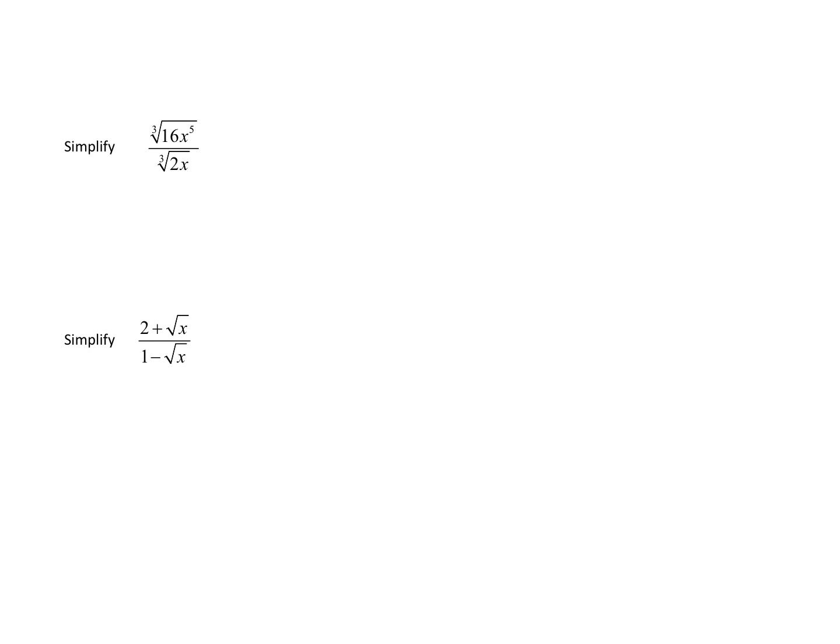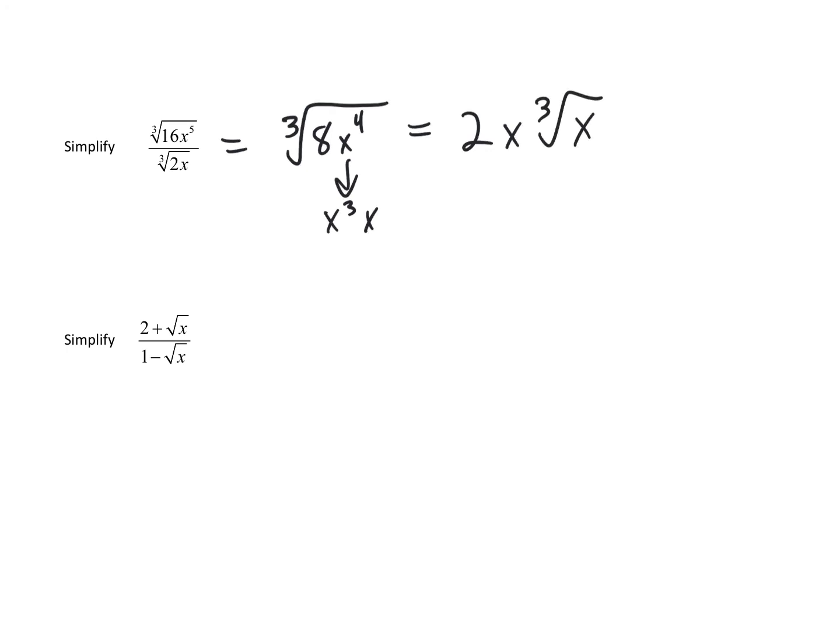Dividing roots is the same idea. We can divide the 16 by 2, which is 8. The x to the 5th by x, which is x to the 4th. Now cube root 8 is 2. Cube root x to the 4th, well, x to the 4th is the same as x cubed times x, so we can take one x out, and we're left with one x underneath the cube root.